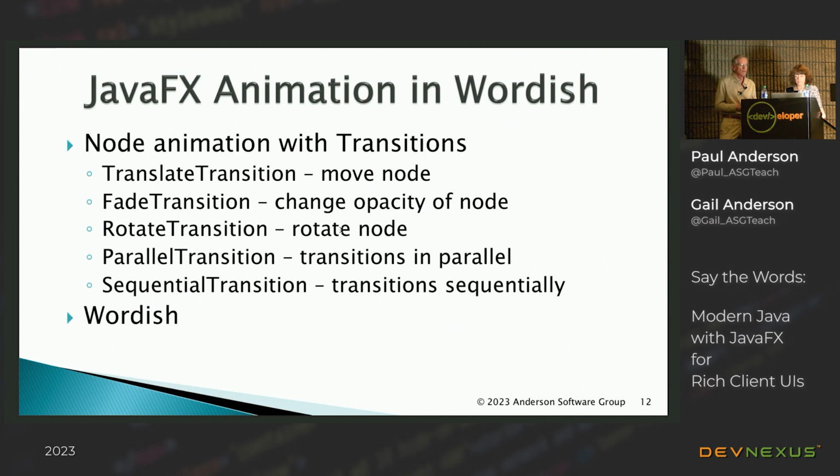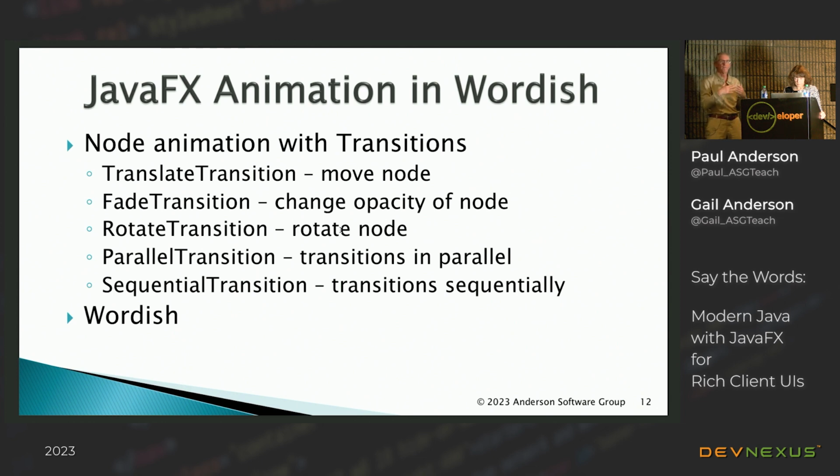So what are they? Well, we remember we have nodes in a scene graph. That's how JavaFX works. So a translate transition would move a node in the scene graph. A fade transition would change the opacity, make it dimmer or brighter. A rotate transition would rotate a node in 2D space or 3D space. And if you've got a series of animations that you want to run, you can put them in a sequential transition, and then it'll run one at a time, one after the other. Or you can take that list of animations and put them in a parallel transition, and now when you play it, they'll all play at the same time.